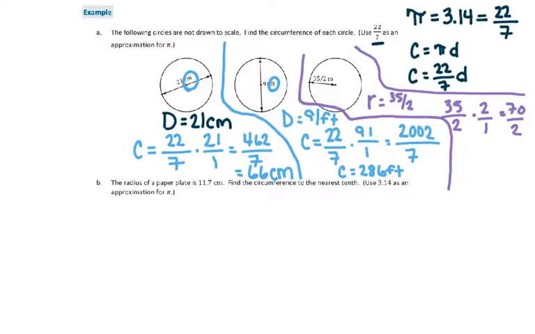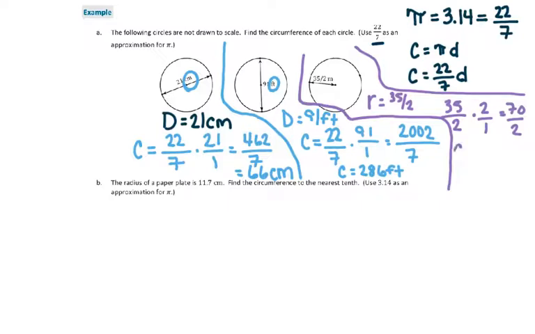If I reduced it, it'd take me back to 35, because 70 divided by 2 is 35. But I don't want that. So I'm going to keep it as 70 over 2. All right. So now 70 over 2 is my diameter, or my diameter is 35 meters.